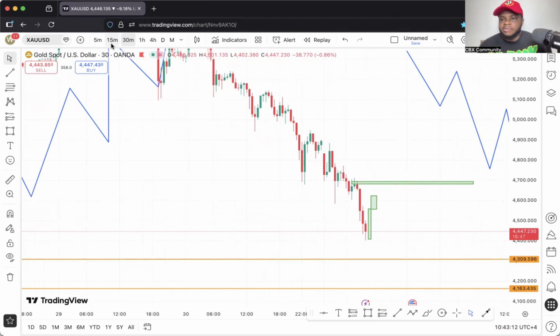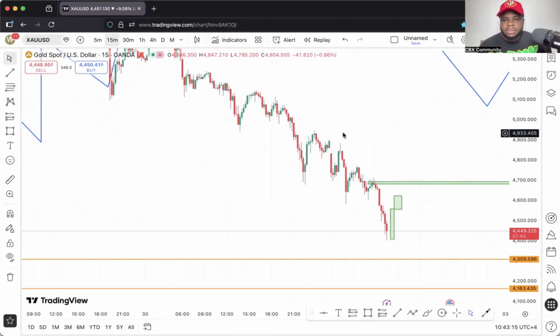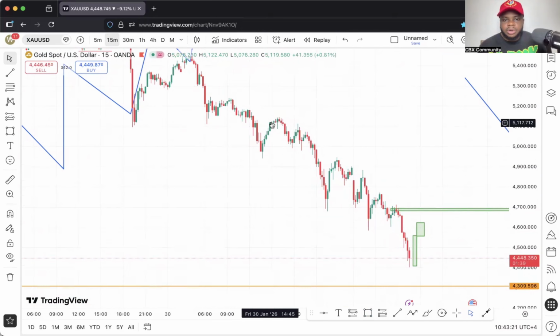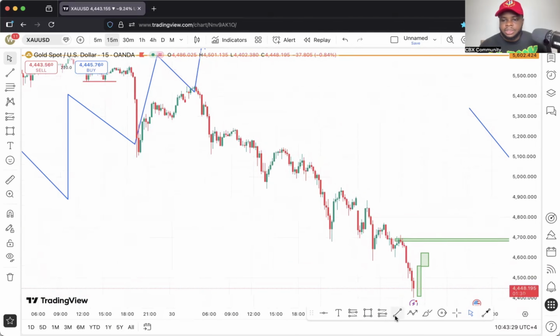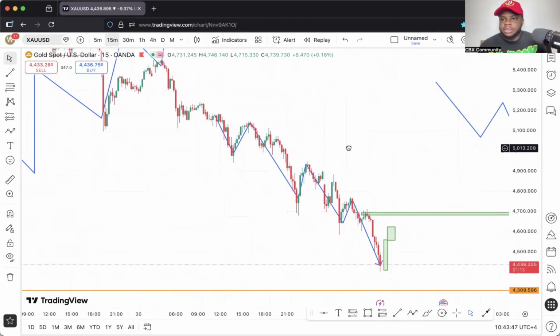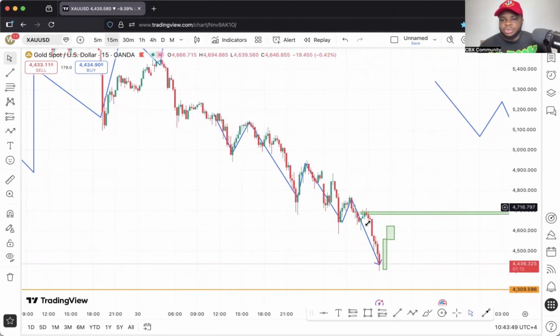Let's look at the 15 minutes time frame. As you can see, the market structure is just printing lower low, lower high, lower low, lower high, lower low, and lower high. That's just how the market structure is printing, just like how a downtrend market condition can be. So this is just how the condition of the market is at the moment. We are in a downtrend, so the best thing is just for us to wait.